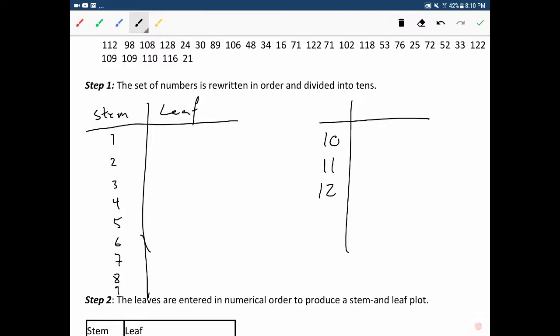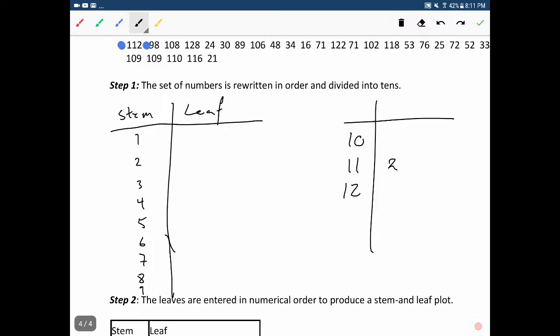And so what you do is you go through. Let's just mark here. We've got 112. So 112 is going to have a leaf of 2. If you combine the 11 and the 2, it makes 112. Then I move on to 98, and I'll just write 8. Then we've got 108, so I put an 8 in 10. And I just continue all the way through.